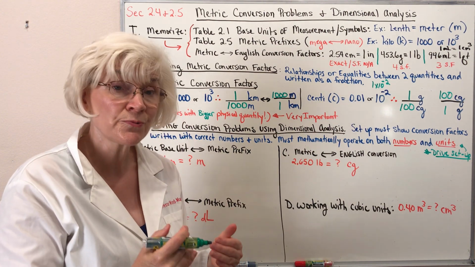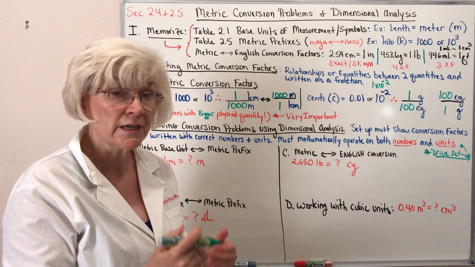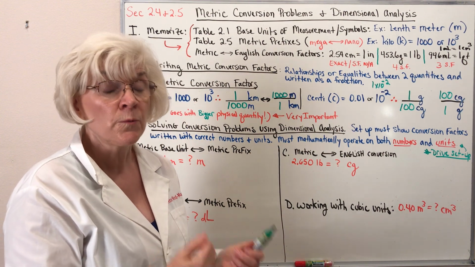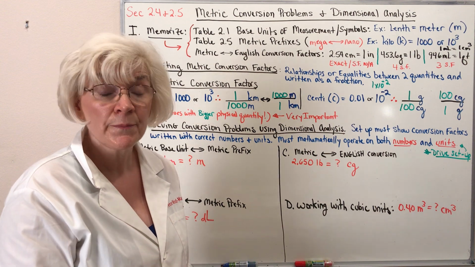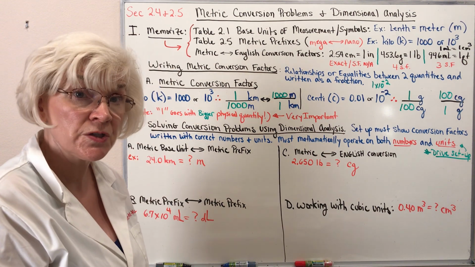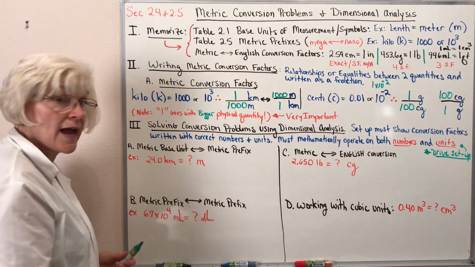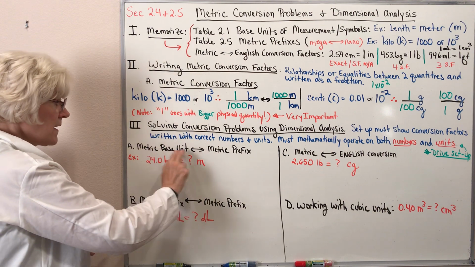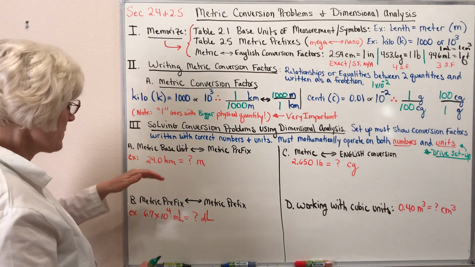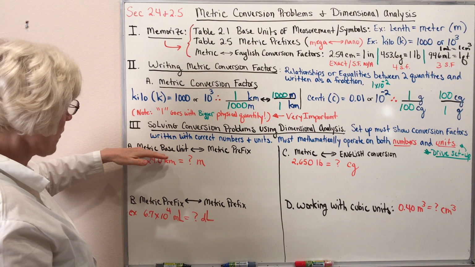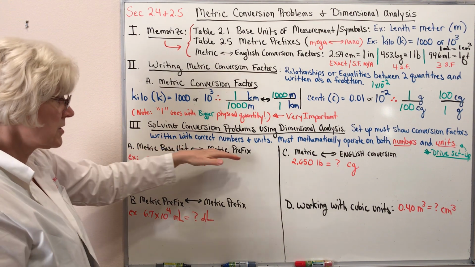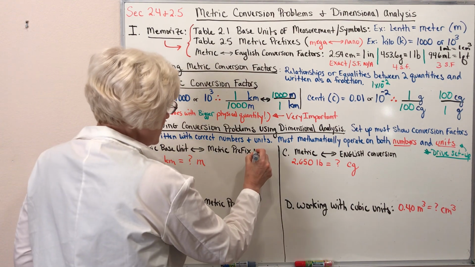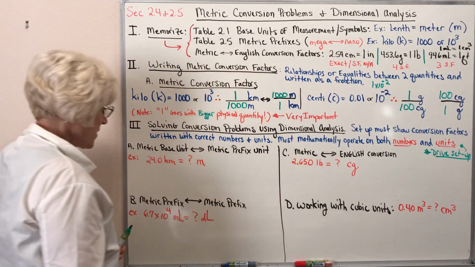You know how to write a conversion factor in its proper form because of the units that are associated with the numbers and needing to operate mathematically on those units. So let's take a look at this first example here, and I've labeled them according to types. So this first example is a metric conversion problem where we're going from a metric base unit to a metric prefix unit, or vice versa. Metric base unit to a metric prefix unit.